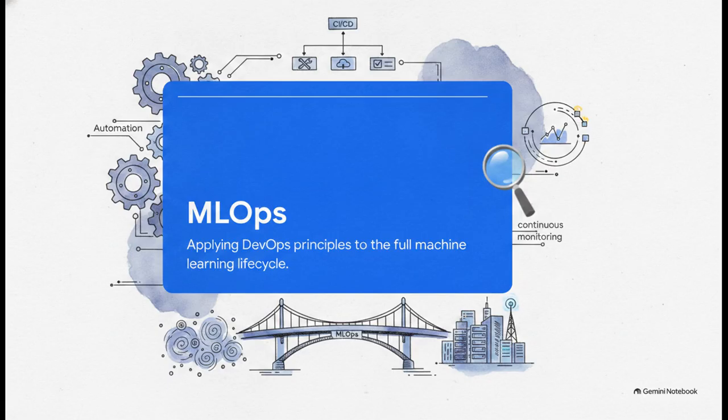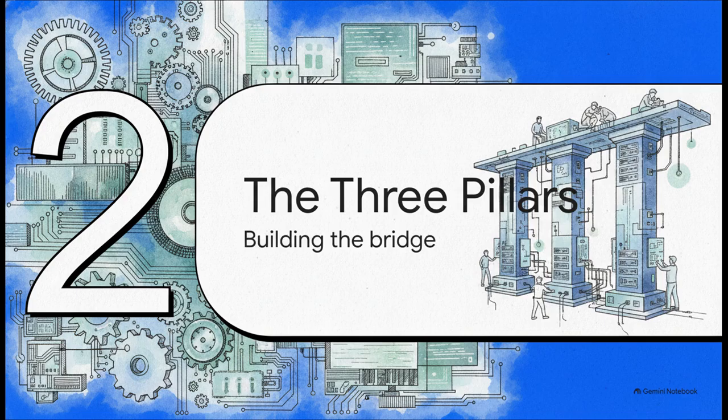So, if we look at the formal definition, MLOps, or machine learning operations, is all about applying those tried-and-true DevOps principles like automation, CI/CD, and continuous monitoring to the full machine learning lifecycle. It's essentially the foundational discipline that builds a reliable, sturdy bridge between isolated, sandbox ML research and resilient, automated production systems.